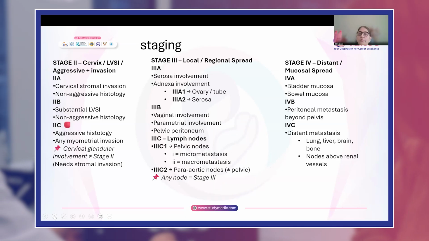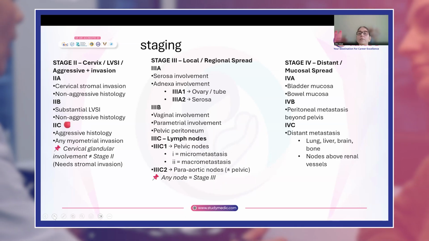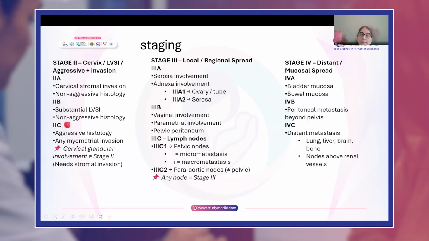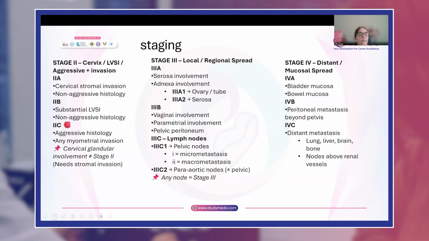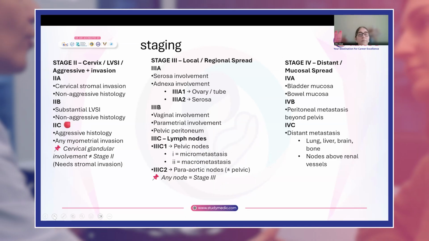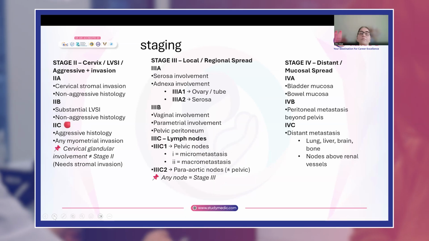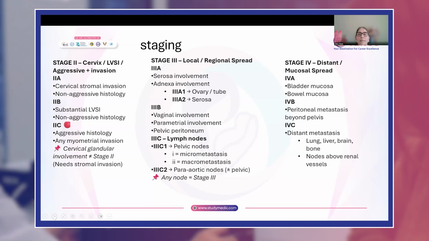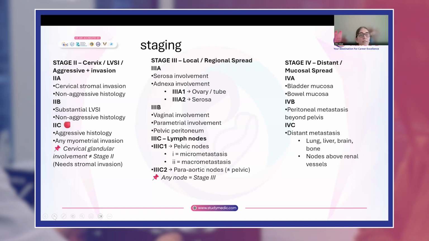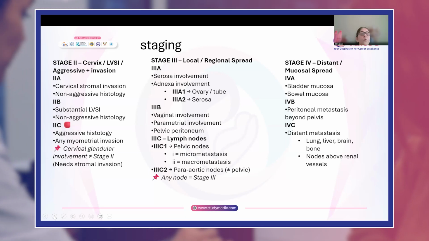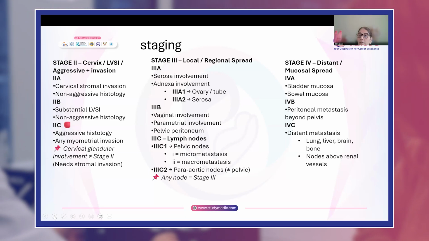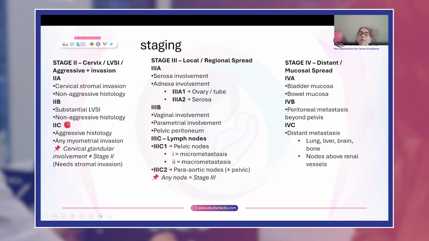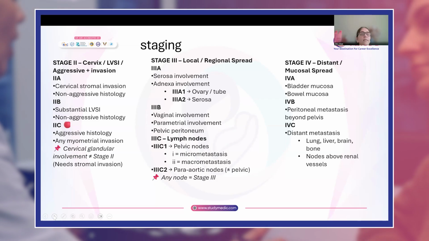Now stage 2. So whenever it goes to the cervix, remember it has to be stromal invasion. Glandular invasion of the cervix is not considered. Or there is LVSI, or the tumor is aggressive and there is invasion. So 2A, there is cervical stromal invasion and it is non-aggressive histology. Stage 2B, there is substantial LVSI, non-aggressive histology. 2C, aggressive histology, any myometrial invasion. Okay. Cervical glandular invasion, remember, it is not stage 2. Only when there is cervical stromal invasion, it is called stage 2.